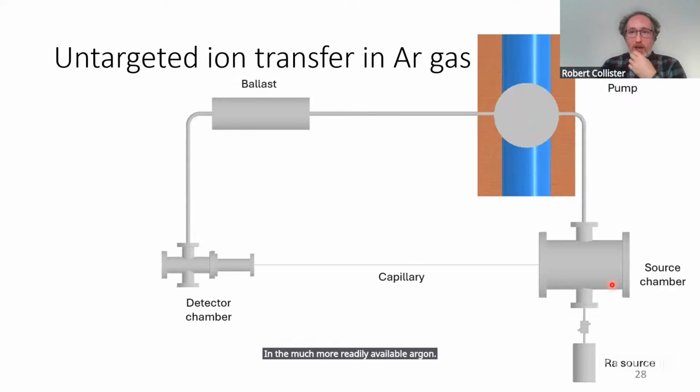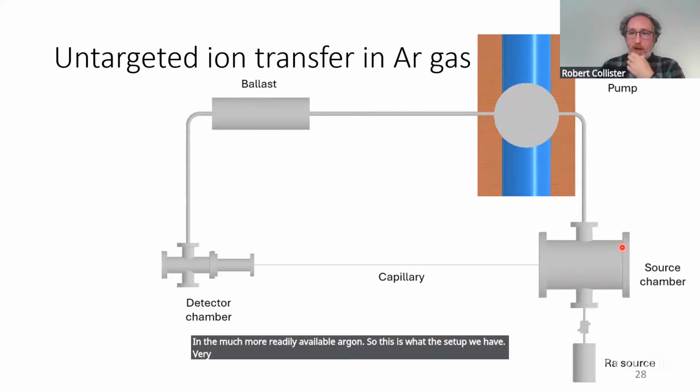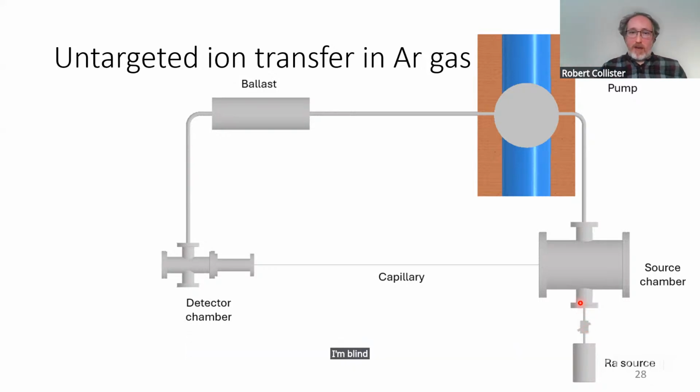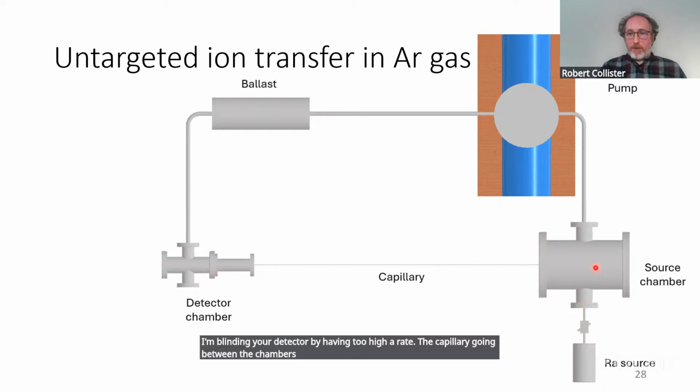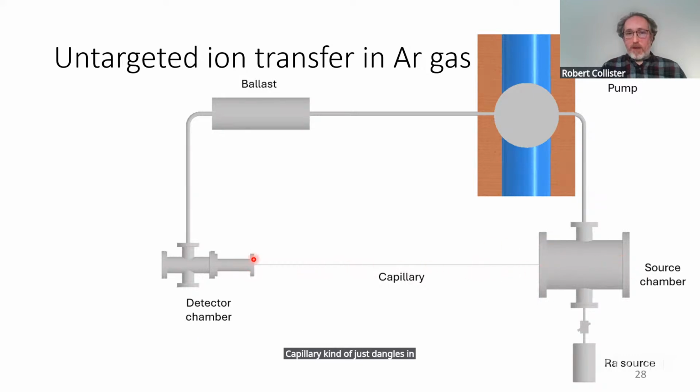So this is the setup we have. Very, very simple. We have a source chamber here where we've attached the radon source. It has a valve, so you can let it emit into the chamber until you get a good amount and close the valve, so you're not blinding your detector with too high a rate. The capillary goes between the chambers. This is sealed. The capillary just dangles in free space between them into the detector chamber, where we have it mounted and held in place in front of the detector, the PIPS detector and field rings, which are in the detector chamber.